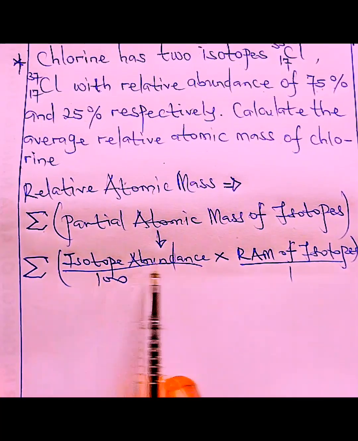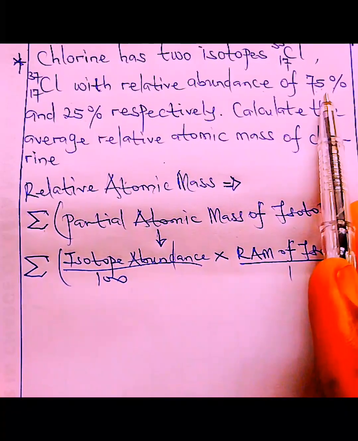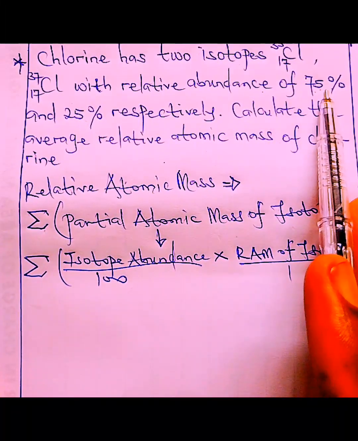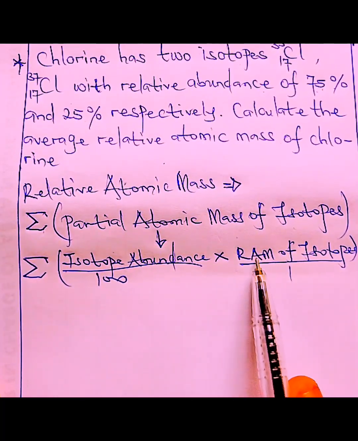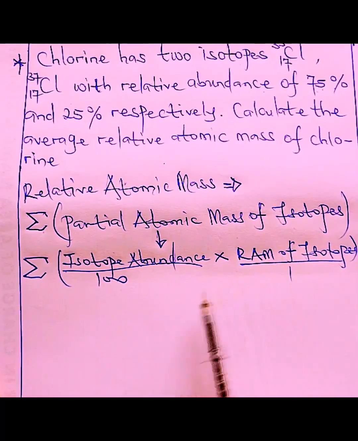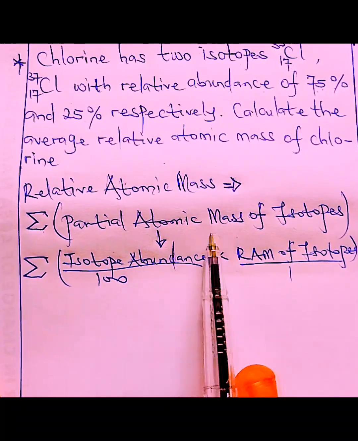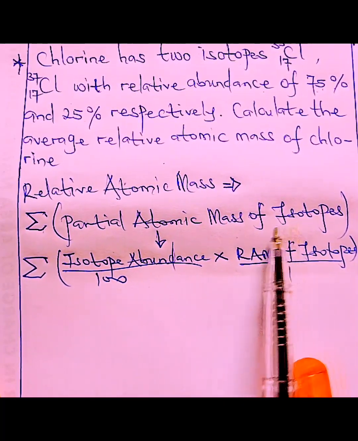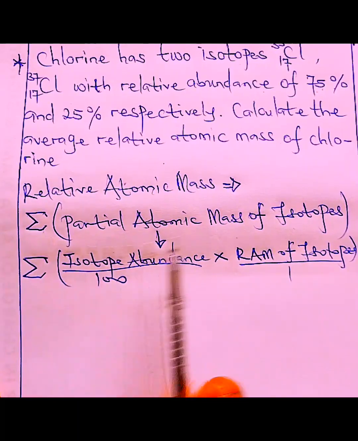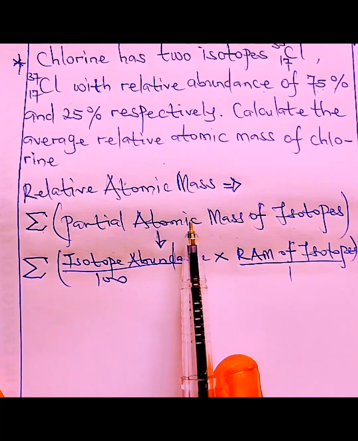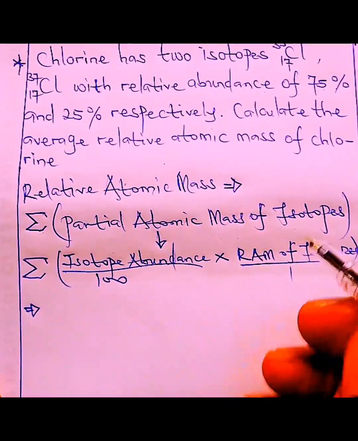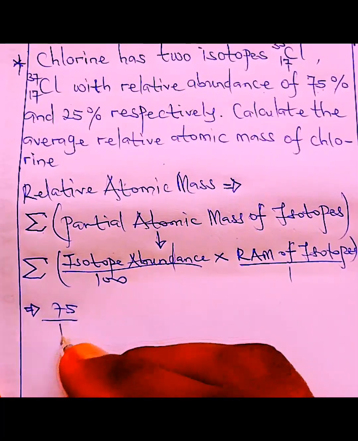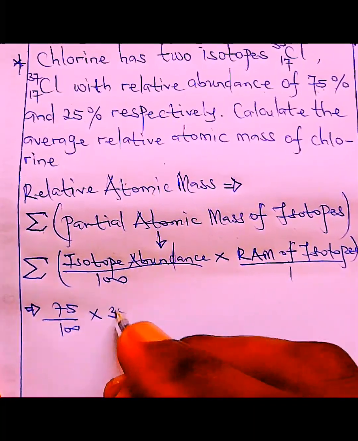So the isotope abundance is like 75. Look at this, chlorine 35 is 75% in nature. So isotope abundance over 100 times the relative atomic mass of that given isotope. By the time we get each of the partial atomic masses for each isotope, we add up everything. That's how we get the relative atomic mass unit for a given element. So let's quickly get that for chlorine 35. It's going to be 75 over 100 times 35 over 1.